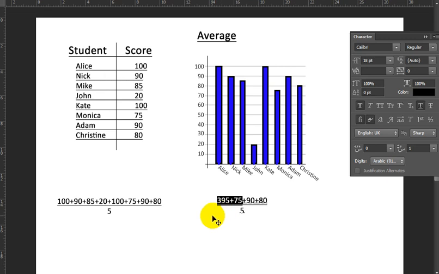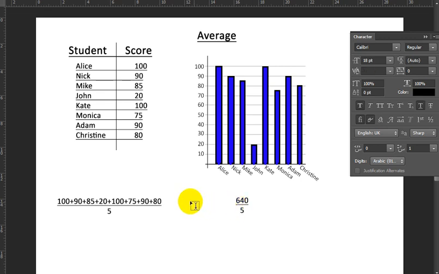395 plus 75 would give me 400. Wait, no. Would give me 470. 470 plus 90 would give me 560. Yeah, sorry about that. 560 and 80 would give me 640.